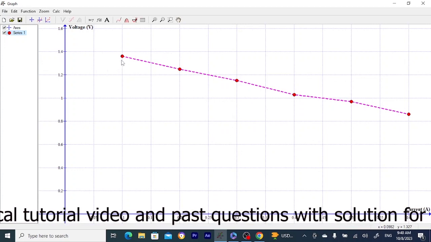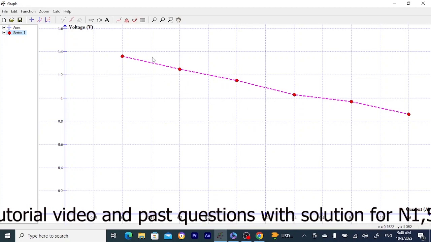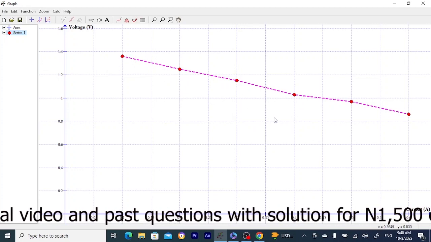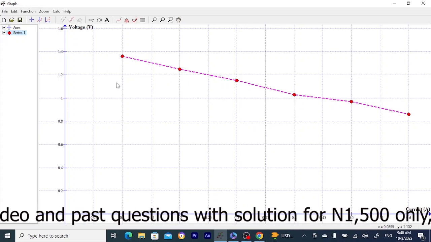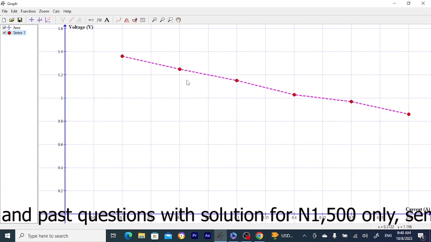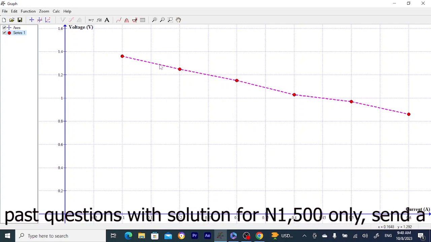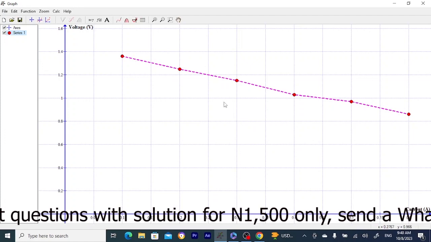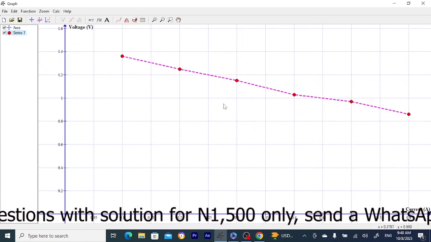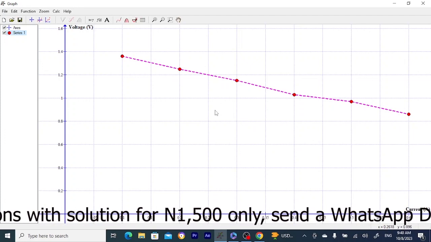If I look at my points, 1, 2, 3, 4, and I try to connect my points now, I won't get a good straight line. So what I'll do here is very simple. Instead of doing this, I'll take a line of best fit. So please, in your graph work, you don't connect it like this. Instead, you look for a line of best fit. Let me show you how a line of best fit works.